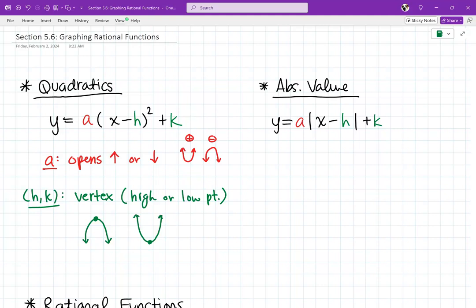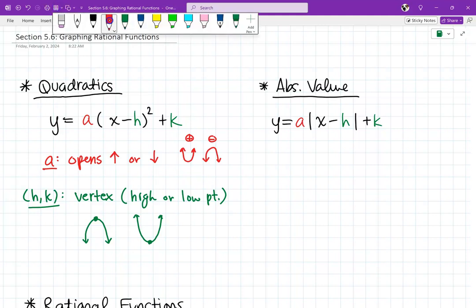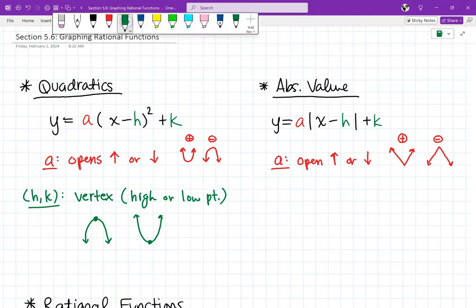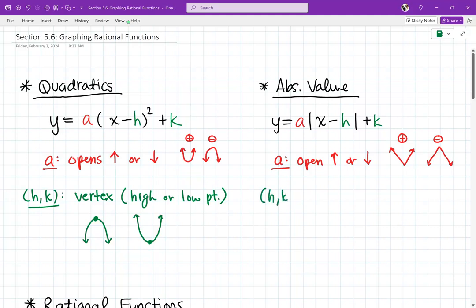So when we go over to the absolute value, A still told us which way it opens. It either opens up or down. So the graphs either look like this or like this. That's a positive A term and a negative A term. It either opened up or it opened down based on your A term. And then your HK was basically the same definition as quadratics. This was our vertex, for high or low points.